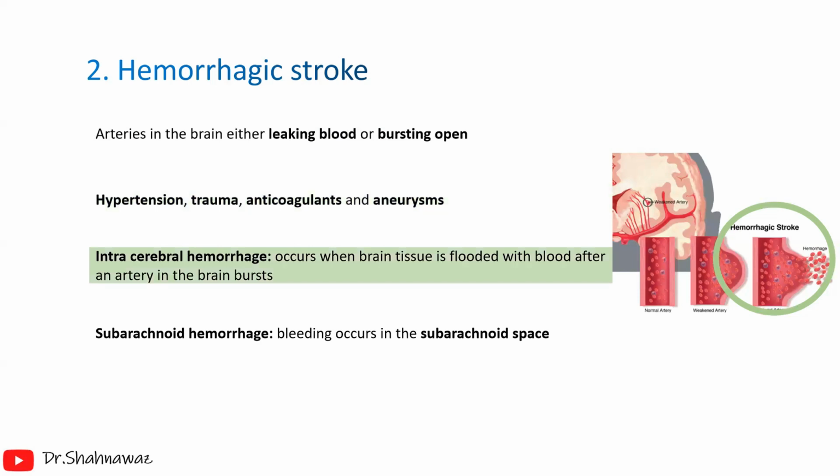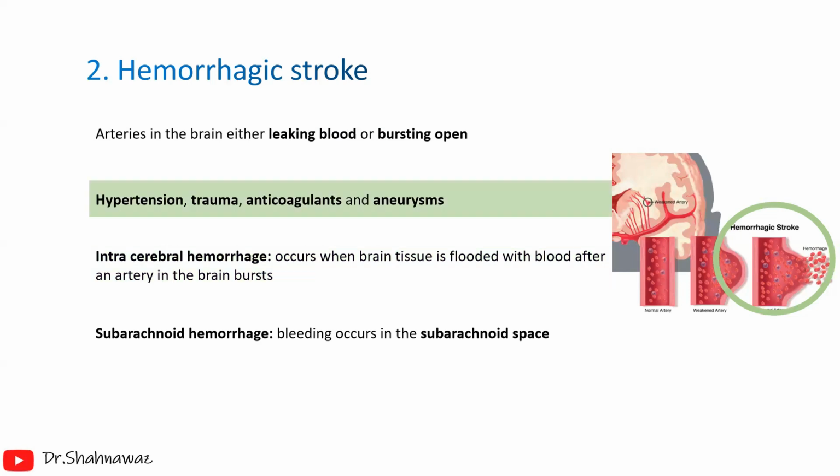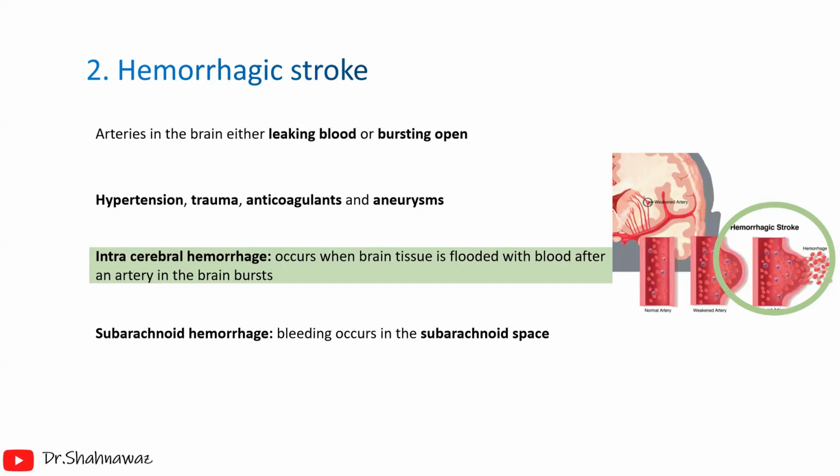Further, we have two types of hemorrhagic stroke. Intracerebral hemorrhage means that inside the tissues there is flooding of blood after the artery bursts. This is inside the brain tissues, and this is the most common type of hemorrhagic stroke.